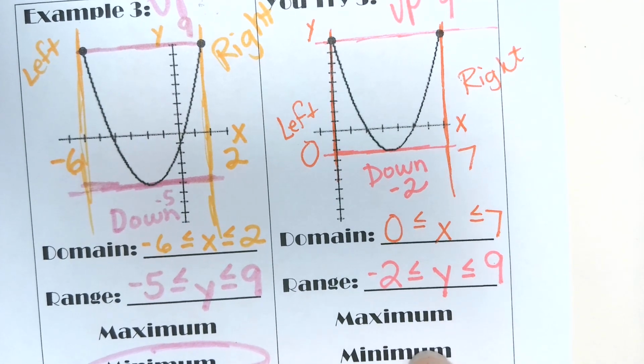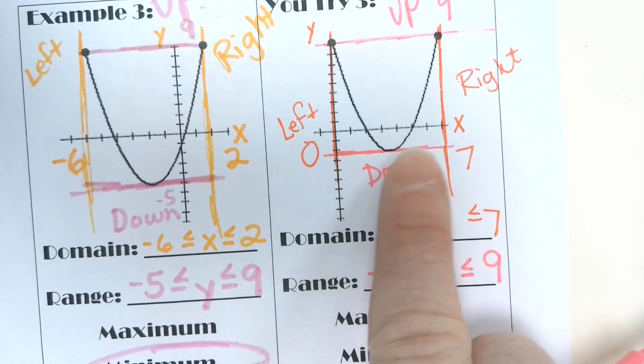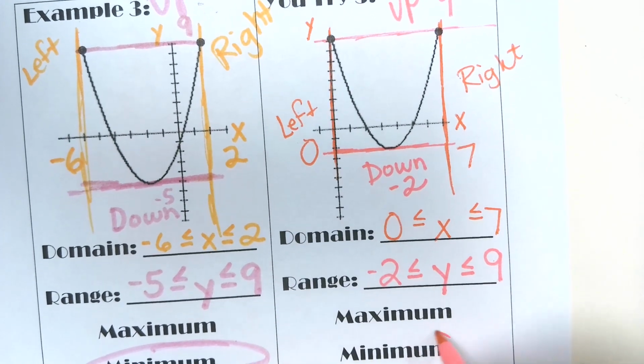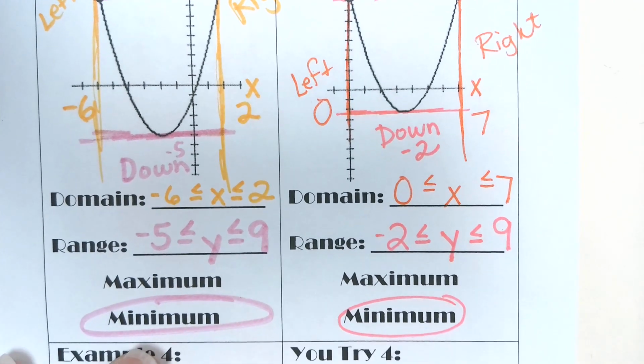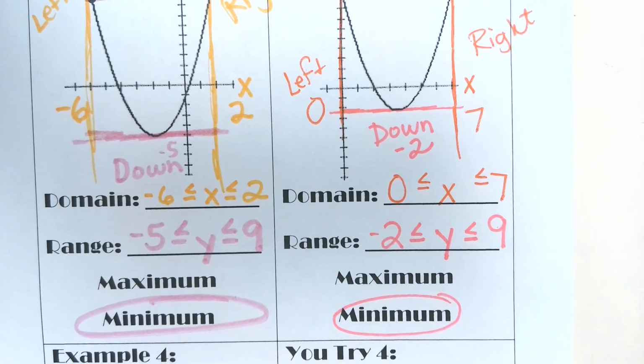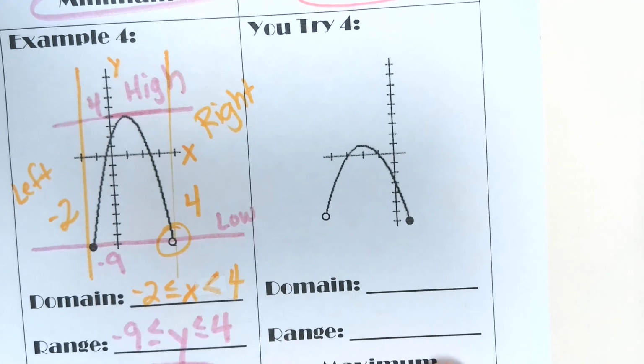And the maximum or minimum only refers to the vertex. So our vertex is down low. It's the bottom of the barrel, bottom of the bowl. So it's a minimum. Let's go to you try it number 4.